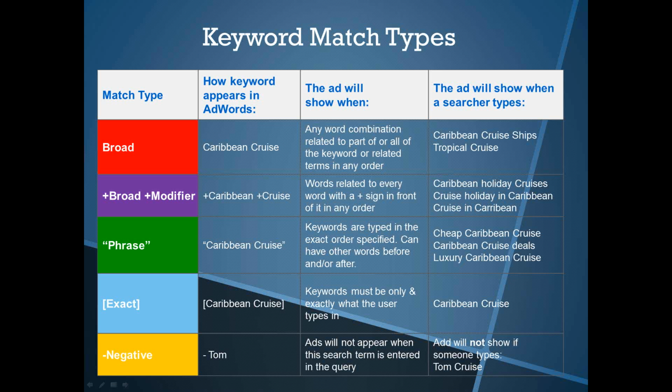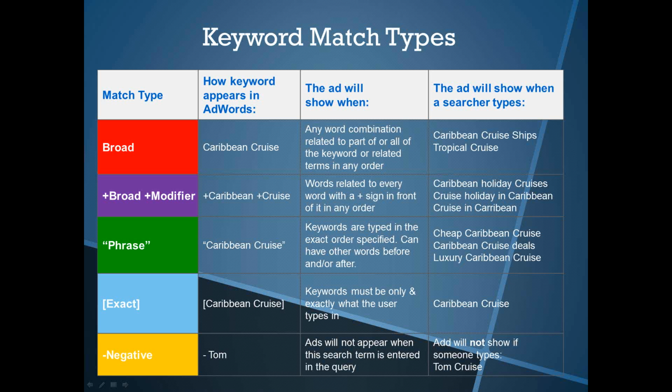And the most specific is when you put it in brackets, and that's called an exact match keyword. And that means only people who search Caribbean cruise in the exact same order and with no other words in between, same exact spelling, are going to see your ad. This is a great one to use, but it won't bring in a lot of traffic many times. When it does bring in traffic, though, it's people who are searching for book Caribbean cruises today. That's a great thing because you know it's exactly what they're looking for.